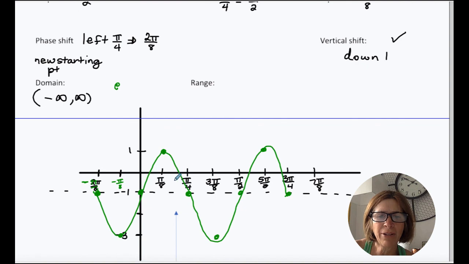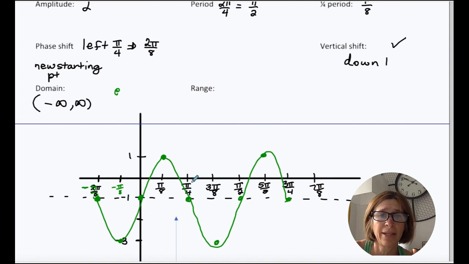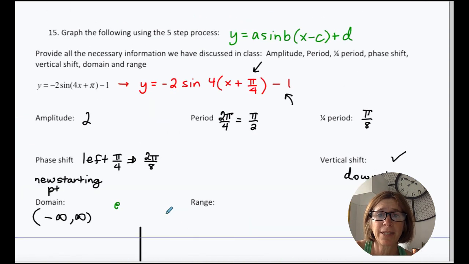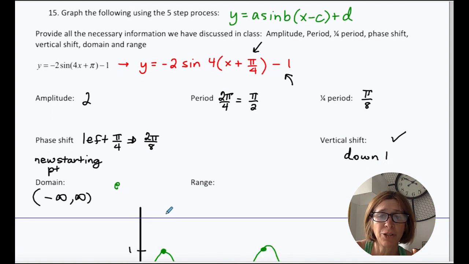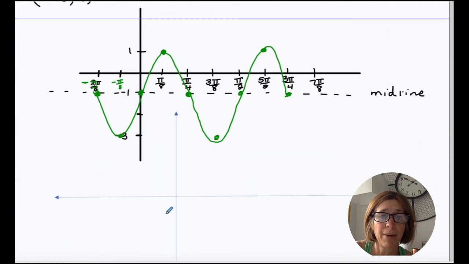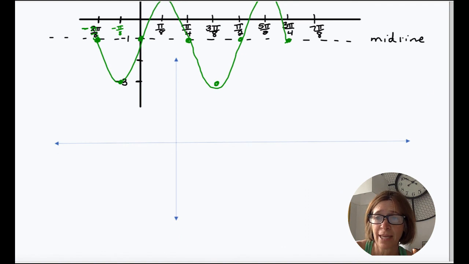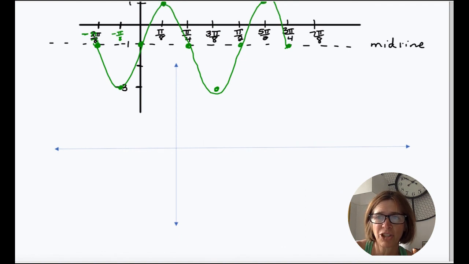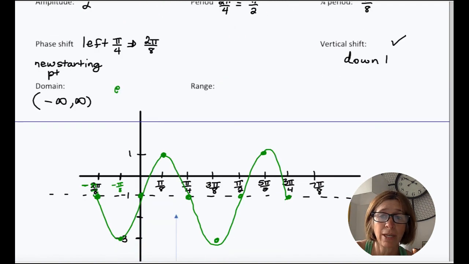Okay, so how can I just check to make sure I've done all this right? Well, number one, you should be able to verbally describe what's happening here. So we have an amplitude of 2. So from the midline, am I going up 2 and down 2? I certainly am. But one way I always like to check myself is to look at a table of values or check Desmos. So I've already done that.